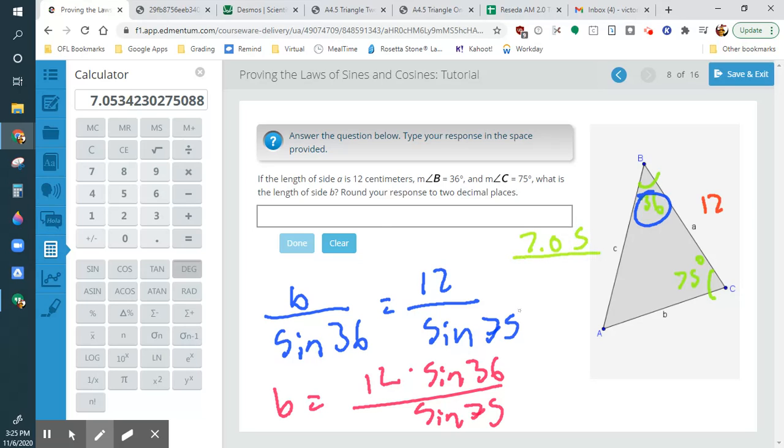7.05 divided by whatever sine of 75 is. So I have to clear this. This is a very inefficient way of doing this, Edmentum. I hate this. 75. I'm going to do sine. So I'm going to be dividing that by 0.97. So let me go back over here. 7.05 divided by 0.97. I get 7.27.